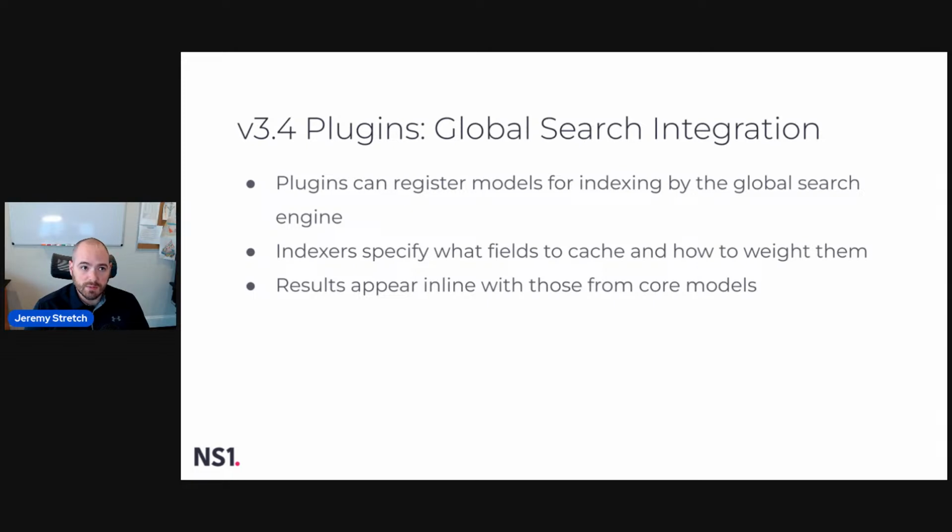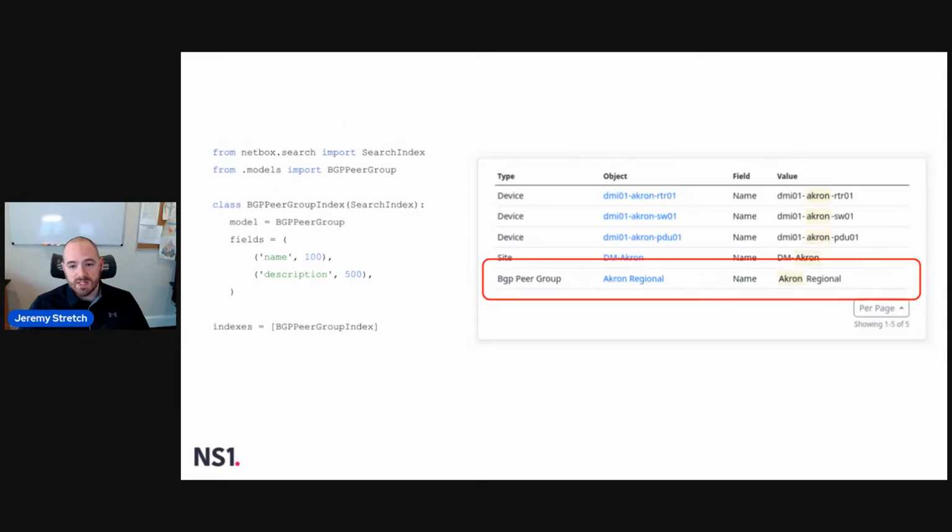I mentioned the 3.4 release has a greatly improved search engine. Plugins can now dynamically register their own custom models to be included in search results. So for example, if you've got a plugin that tracks DNS records, you can create a very simple search indexer that says, register any DNS records for search as well, and those will be included in the results. Those appear in line with core models, so there's nothing separate about it. One search is going to look for both core models and plugin models, everything that's been registered.